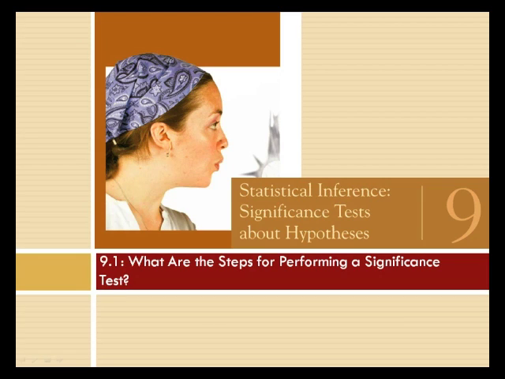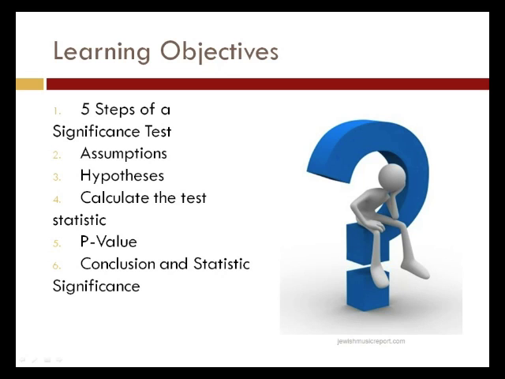What are the steps for performing? So this first section is just talking about the steps. We're going to talk about the 5 steps of the significance test, and the 5 steps are these. Number 1, we'll talk about assumptions, then hypotheses, then how to calculate the test statistic and the p-value, and then the conclusions that we're going to draw about the statistical significance.